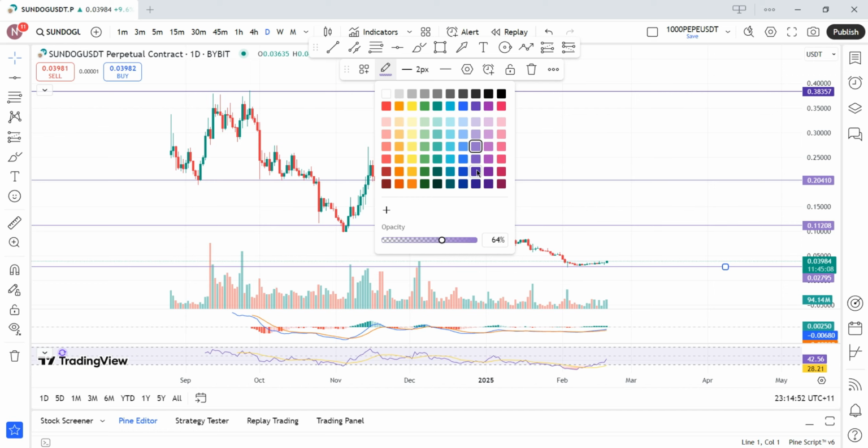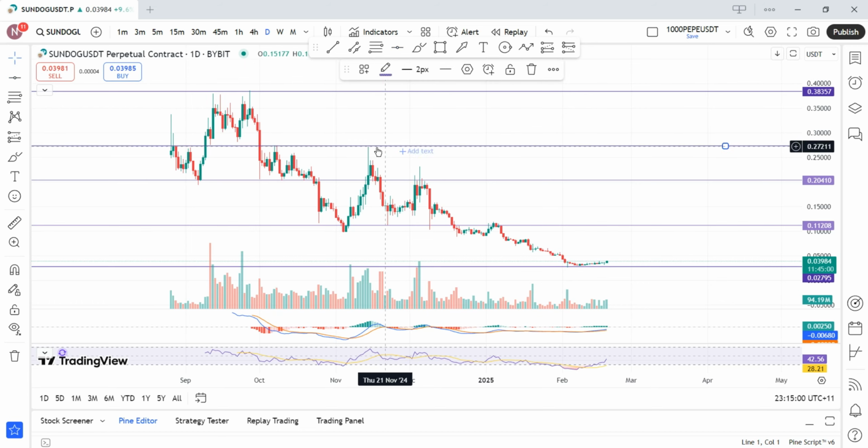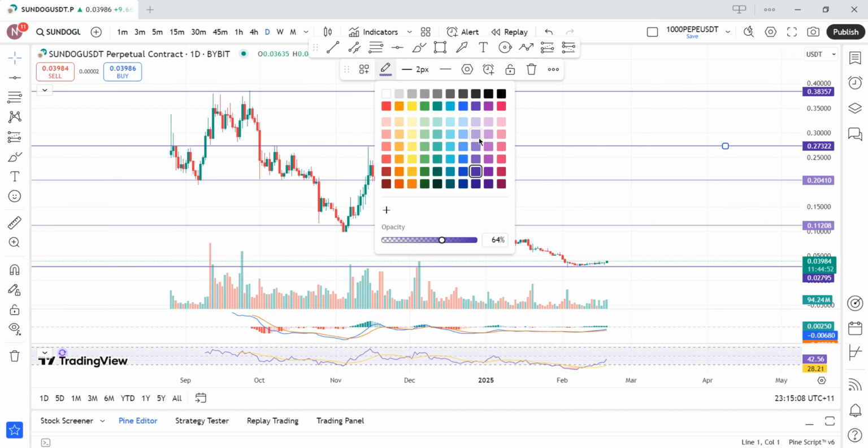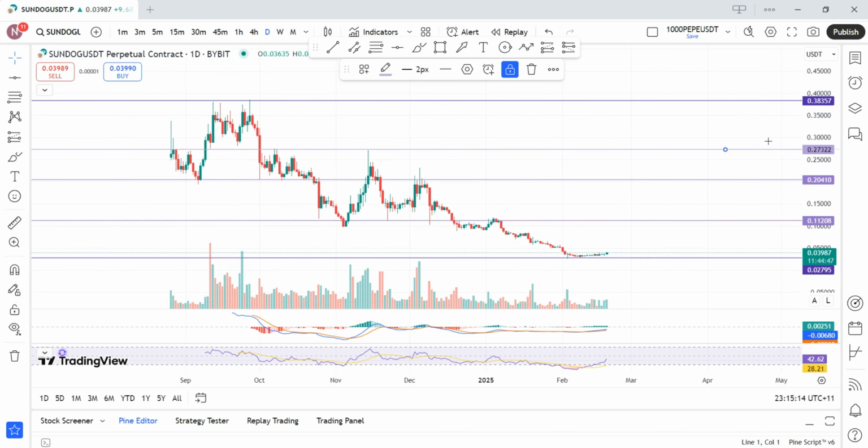I'm going to make it darker because it hasn't gone lower than that before. And I'll draw another one here because this area and this area haven't gone above this resistance line before, but I'm just going to make it a bit lighter. And if you see, the trend is a downward trend, so it keeps going down.